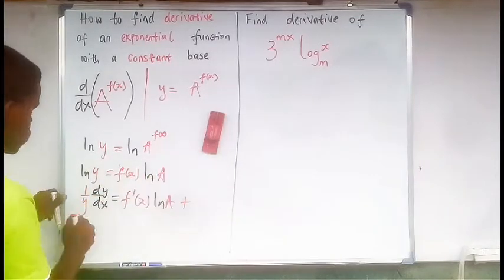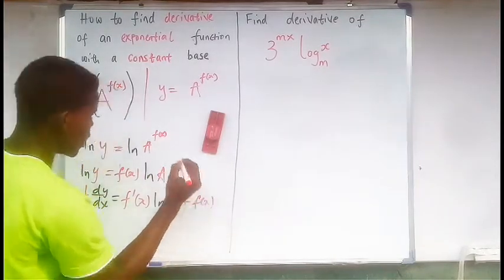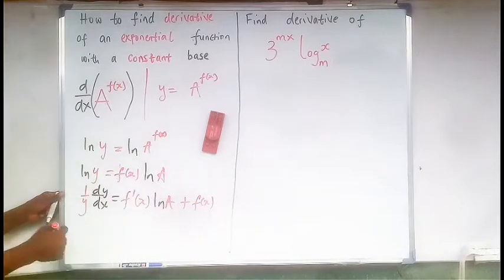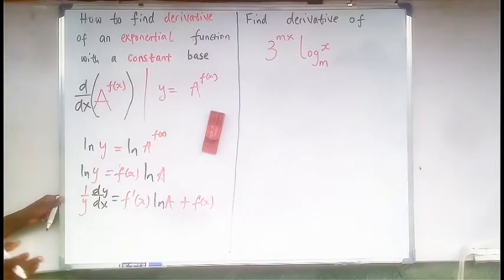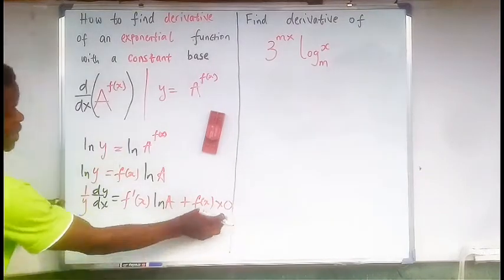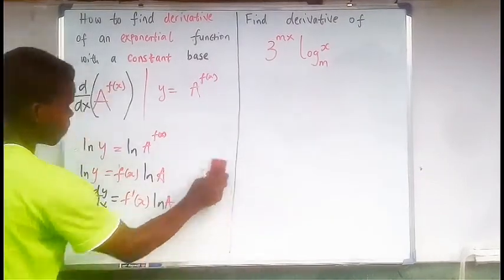plus, now we're going to keep this one at this point, f of x, times, now we are going to differentiate ln a. Take note that the derivative of a constant is just 0. So ln of the constant is a constant, therefore it should be 0. So f of x times 0 is just 0. So we don't need that part.